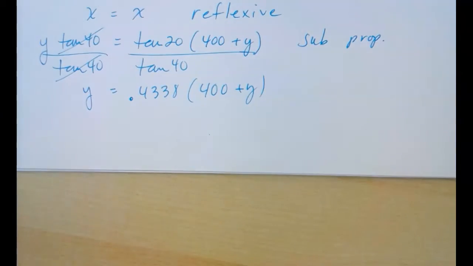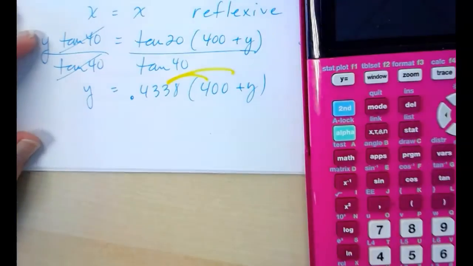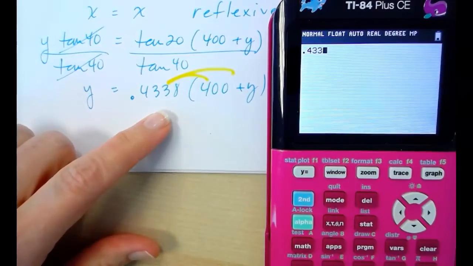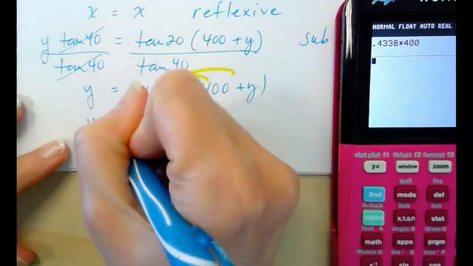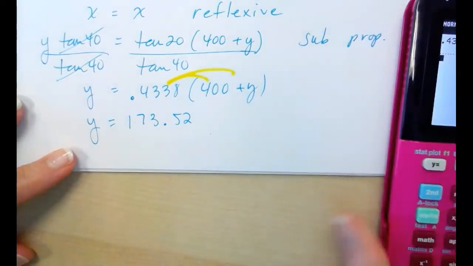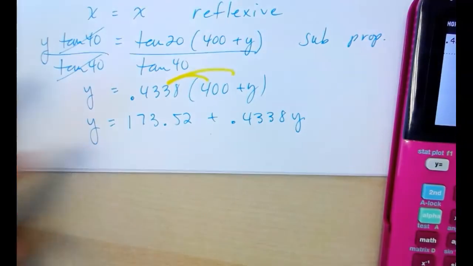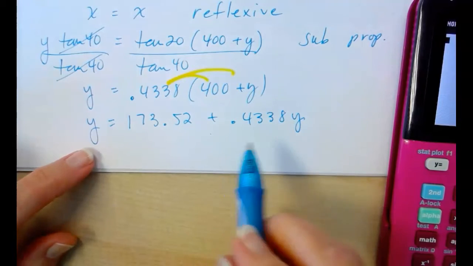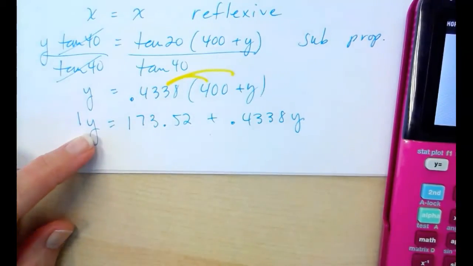So next we're going to use the distributive property. A handy calculator here. So here we go. 0.4338 times 400. So that will be 173.52 plus 0.4338y. Now we're just using basic algebra. It's just a little bit messy. So we're going to subtract this 0.4338y from both sides. Remember there's a 1 over there.